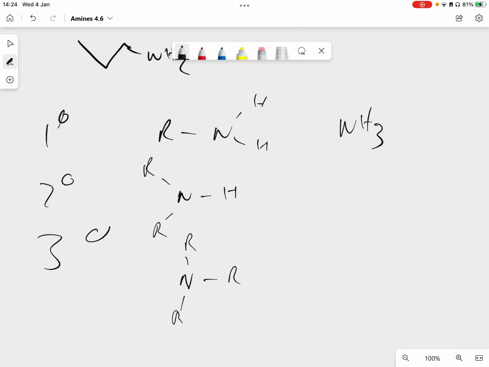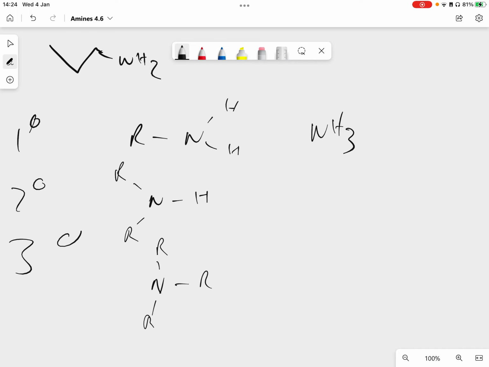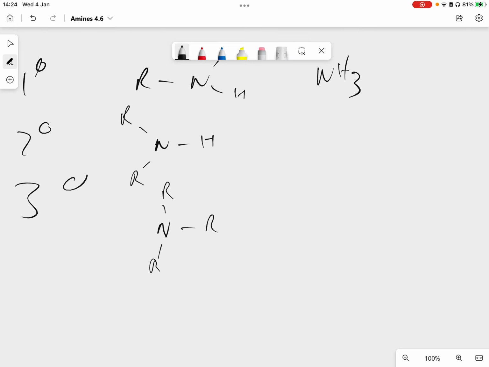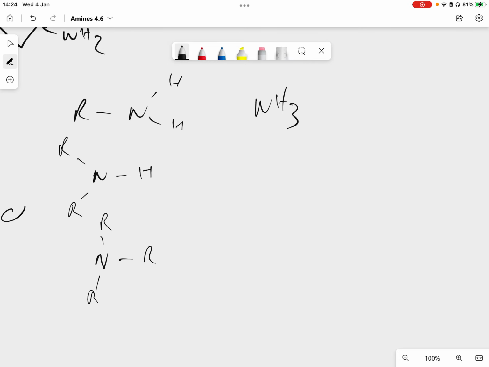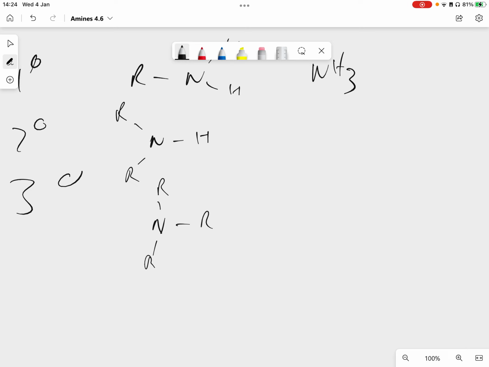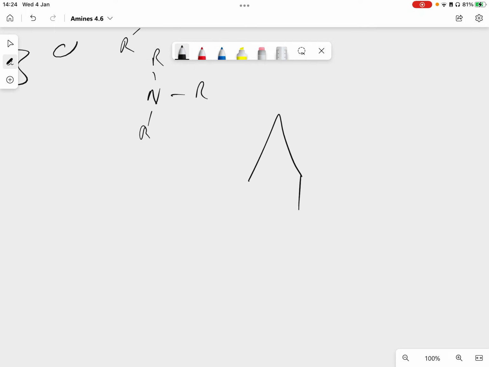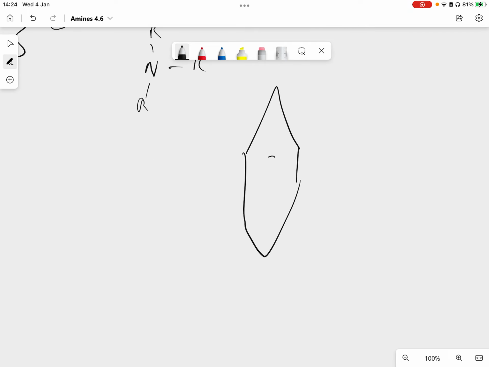And then for a secondary, you've substituted out two hydrogens. And on tertiary, you've substituted out all three hydrogens on your ammonia, so that's when you get a tertiary amine. An aromatic amine is the same, where you've just got your normal benzene, and you've got an NH2 attached to it. So that's the basics of what an amine is and kind of what it looks like.